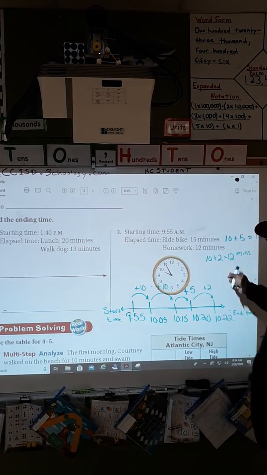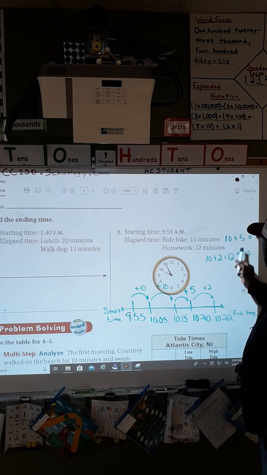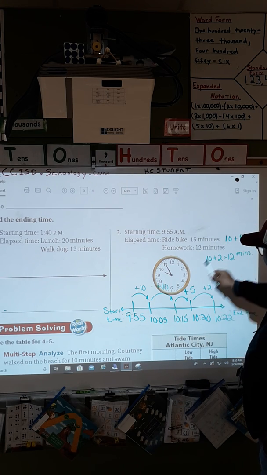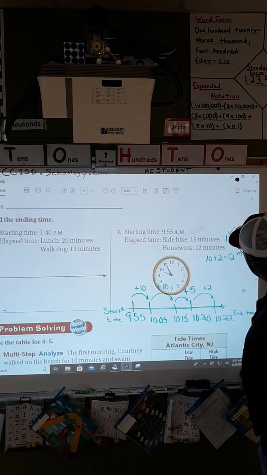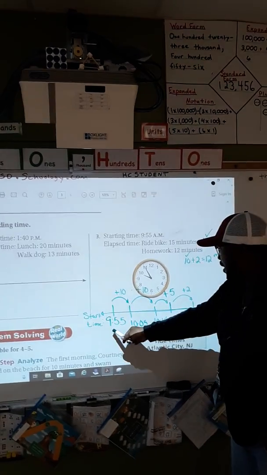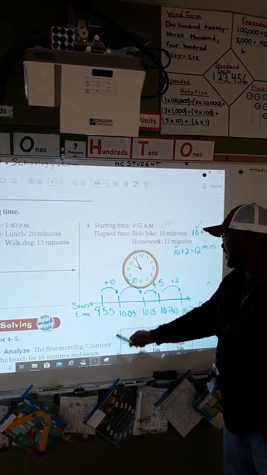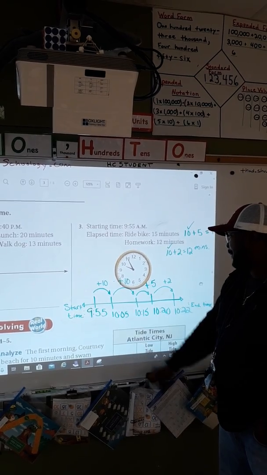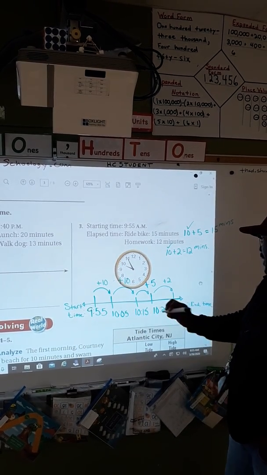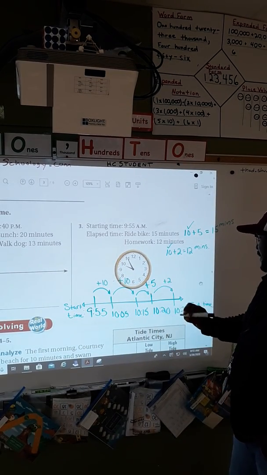Okay, so the first step I did is I counted by tens. How many tens do I have? I have 2 tens, a 10 and a 10. So 9:55 plus 10 minutes gives me 10:05. Okay, another 10 minutes would give me 10:15.